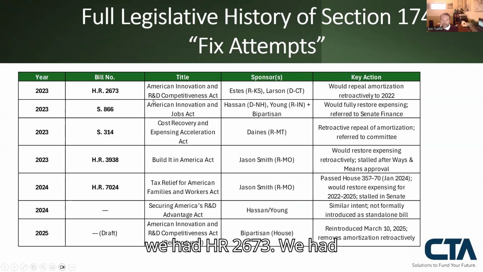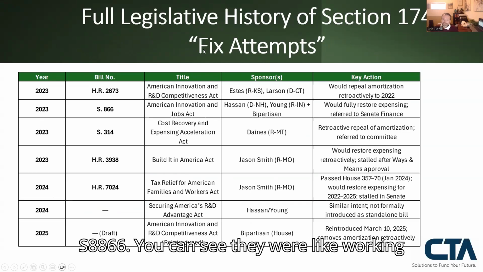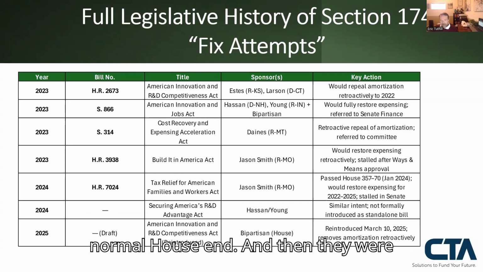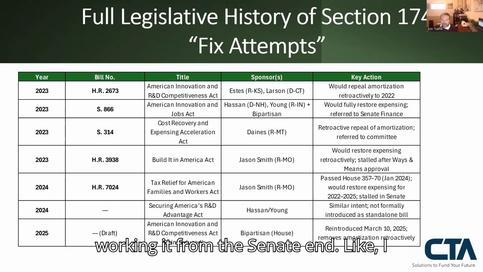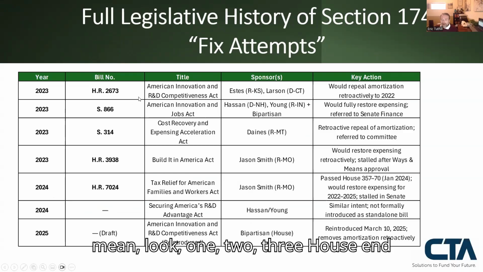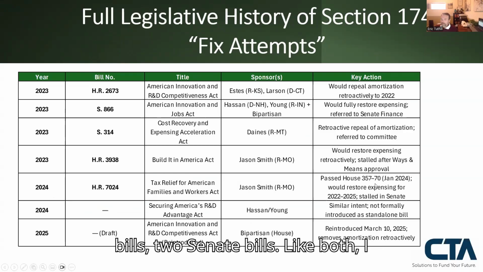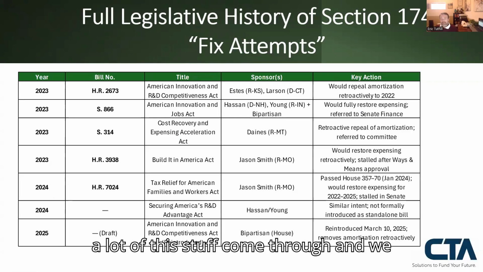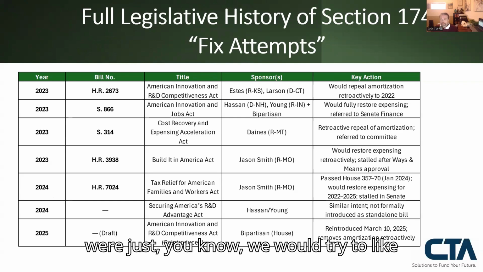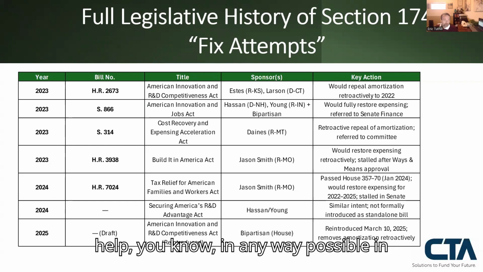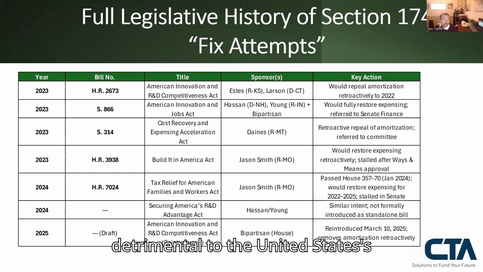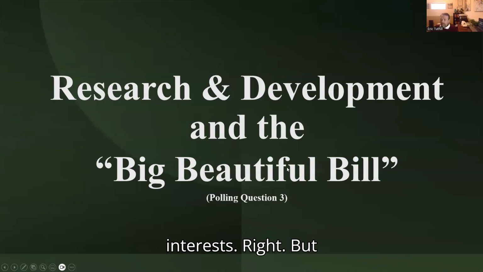We had HR 2673, we had S 8866. You can see they were working it from both ends. They're working it from the congressional, the normal House end, and then they were working it from the Senate end. I mean, look, one, two, three House bills, two Senate bills. Almost all of these were trying to figure out exactly what to do. So we saw a lot of this stuff come through, and we would try to help in any way possible in order for them to understand that it was just completely detrimental to the United States' interests, right? But then, ta-da, we got relief, right?